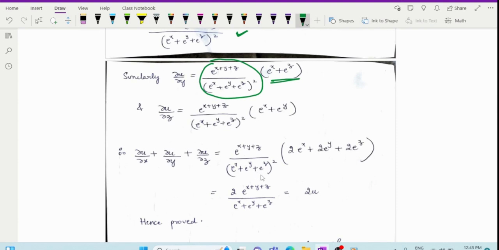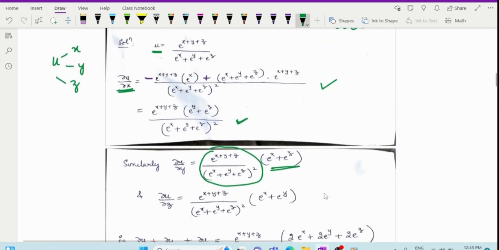And when you add them together, e to power x plus y plus z upon (e to power x plus e to power y plus e to power z) square comes out, and you are left with twice of e to power x plus e to power y plus e to power z, which cancels, 2 comes out, and you can see that it's nothing but, this was your u given in the question, so it's 2u.